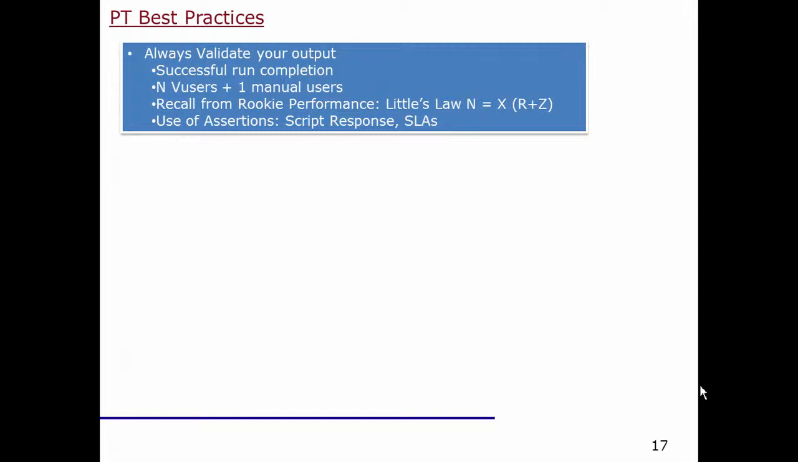We've dealt with the very fundamentals of Little's law, so you need to ensure that with Little's law, you've got number of users, throughput, response time, and think time. Do these four quantities match in your report or not? And you need to have some assertions in place in your scripts, which the tools can give you, with respect to script response, as the script runs successfully, with respect to the SLAs.